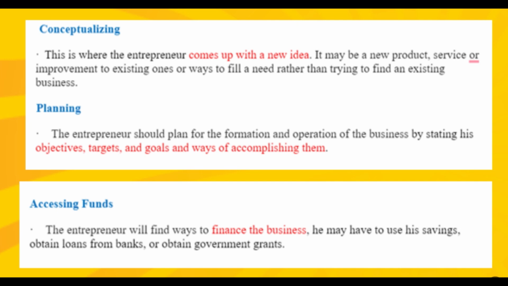Third, accessing funds. The entrepreneur will find ways to finance the business. They might have to use their savings, get loans from banks or other financial institutions, or obtain government grants. Some entrepreneurs may even get inheritance from their family or by borrowing money from their friends.